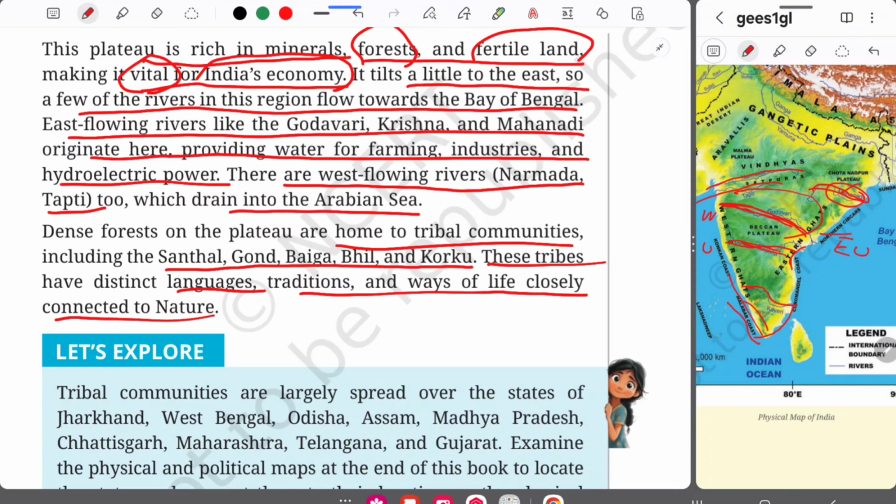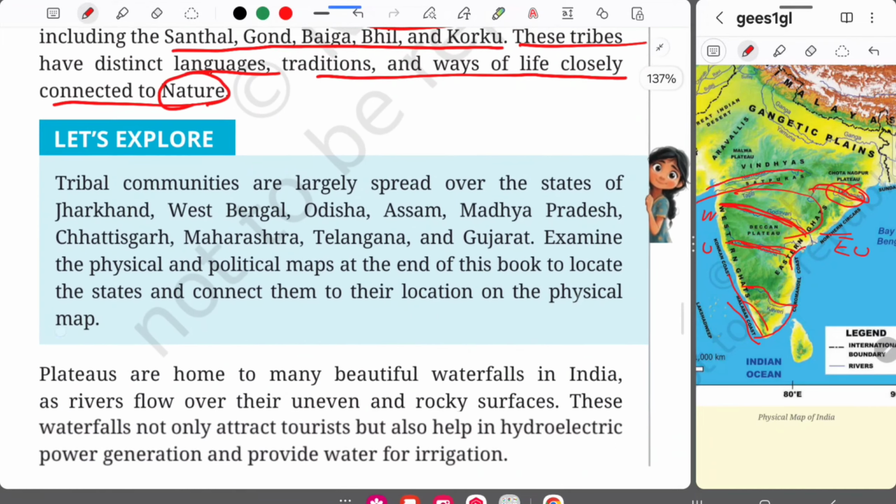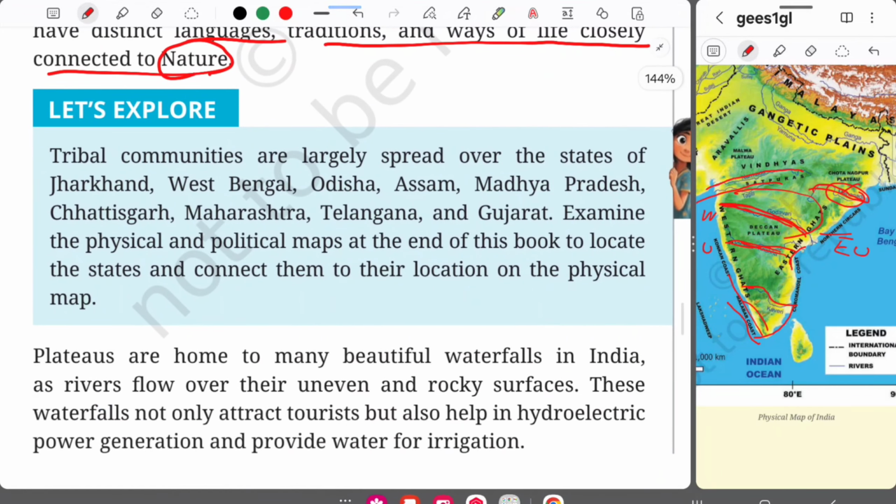These tribes have a very distinct language, meaning a very unique and different language, and a very different tradition which is not similar to northern India and southern India. Their way of living, their culture, their food habits, everything is very different, and it is very close and connected with nature. They like to live with nature. So let us explore something more here about these tribal communities.